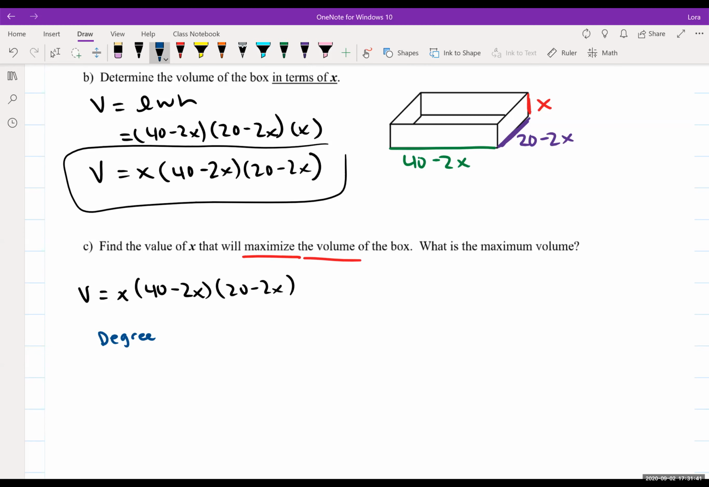Remember, if you're trying to understand the leading term of a product of factors, you can basically take the leading term in each of the factors. So you can say x times negative 2x times negative 2x. I'm just taking the terms with the highest degrees. And when you multiply them out, you end up having positive 4x cubed. Well, the degree is 3.